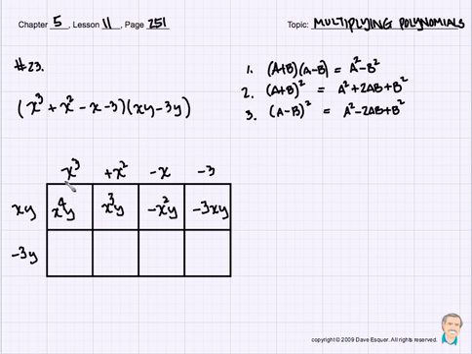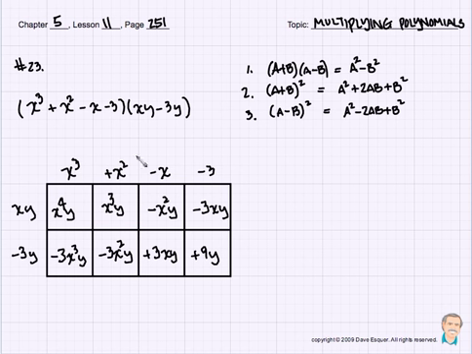Let's do the second row. Minus 3y times x cubed is minus 3x cubed y. Minus 3y times x squared is minus 3x squared y. We have minus 3y times a minus x is a plus 3xy. And we have finally minus 3y times a minus 3 becomes a plus 9y.